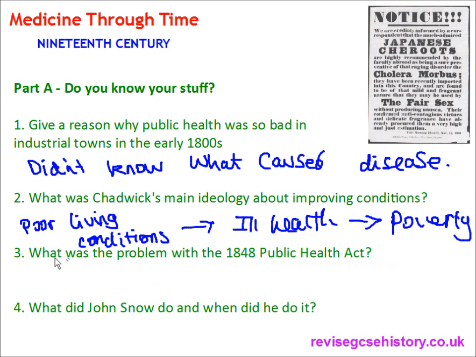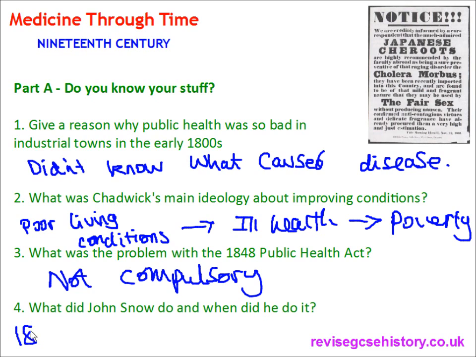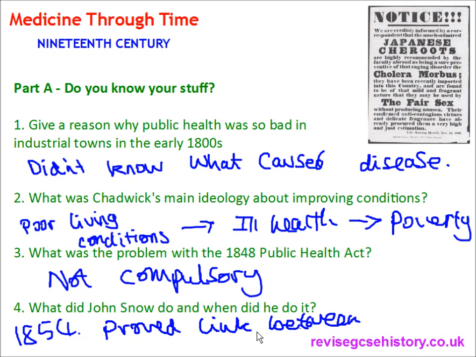What was the problem with the 1848 Public Health Act? It was not compulsory. Towns were not forced to introduce measures. What did John Snow do, and when did he do it? Well, he worked in 1854. He proved a link between cholera and dirty water supply. So there we are, there are the answers to the 4 questions on this slide.